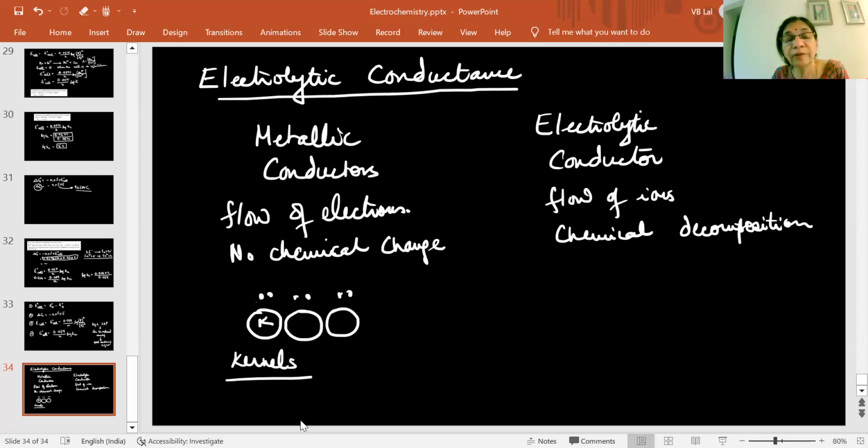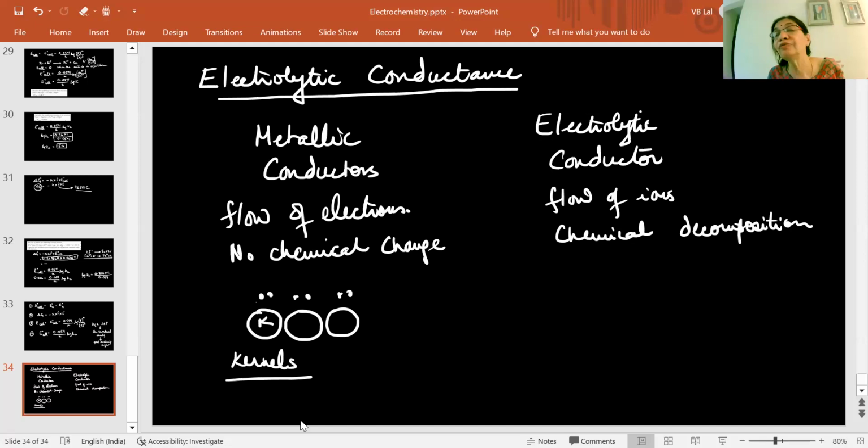The kernels in some cases allow free flow of electrons, some do not allow free flow of electrons. So they can cause resistance. The kernels cause resistance. But in case of electrolytic conductors, it is the solute particles or the solvent particles that cause the resistance. So there can be resistance in case of electrolytic conductors, but for a different reason, and in case of metallic conductors for a different reason. So that is a difference between electrolytic and metallic conductors.